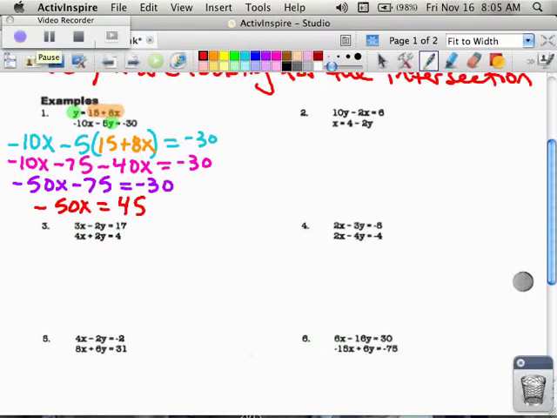So now in order to find out my x, I'm going to divide both sides by negative 50. So if I divide both sides by negative 50, I get that my x value is equal to that 45 divided by that negative 50, or in other words, negative 0.9. That's my x value.